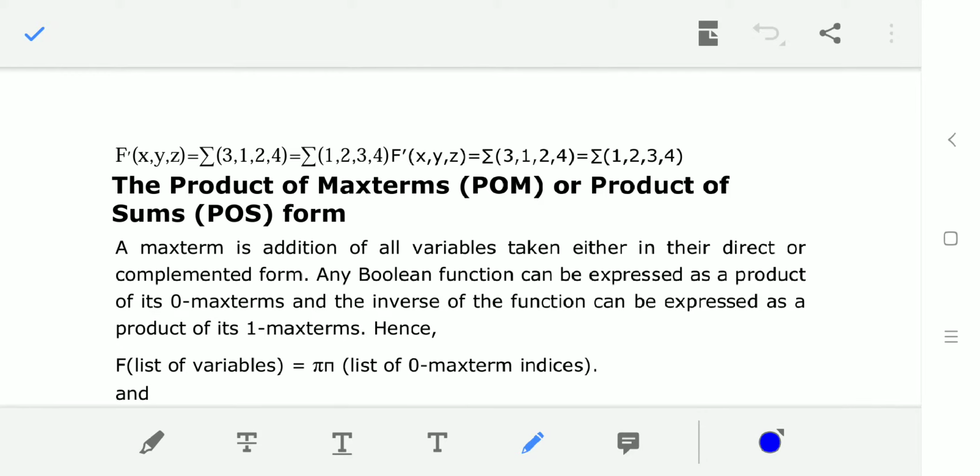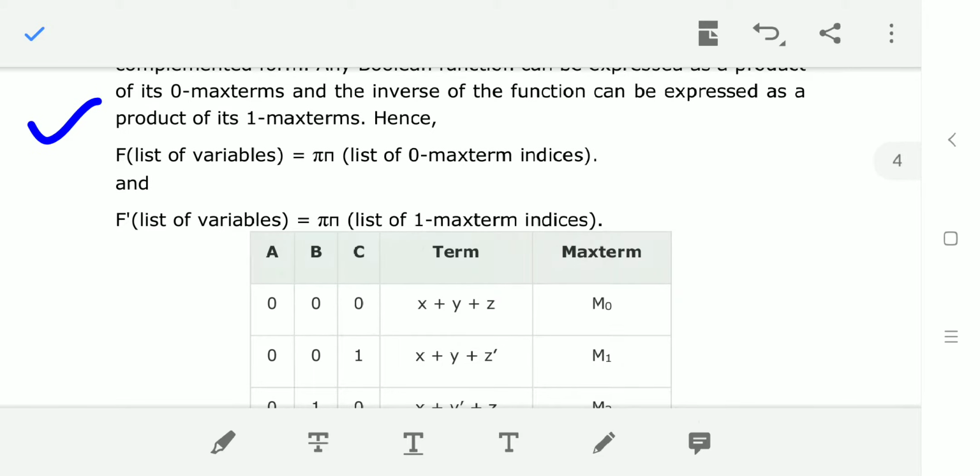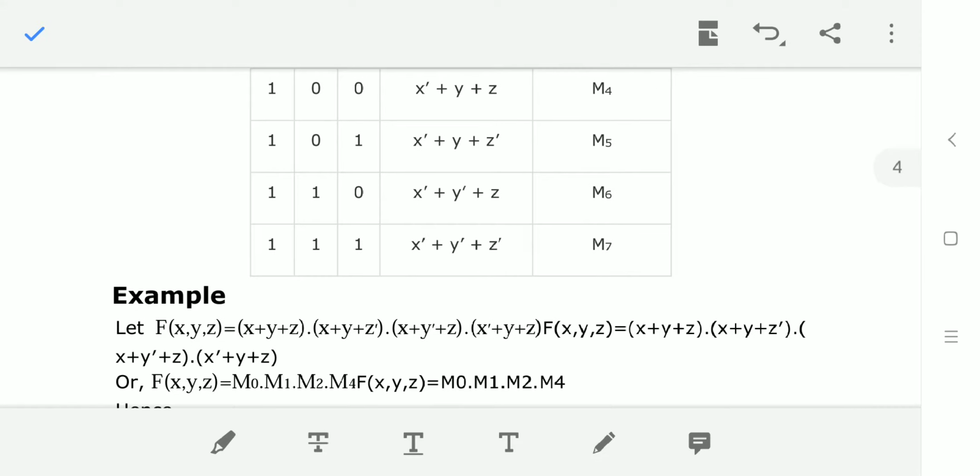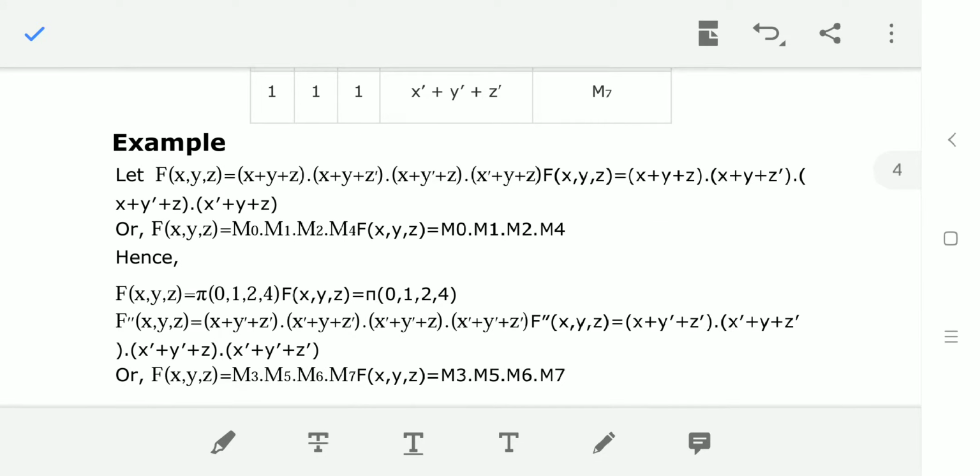The product of maxterms, POM, or product of sums, POS form. A maxterm is the addition of all variables taken either in their direct or complemented form. Any Boolean function can be expressed as a product of its zero maxterms, and the inverse of the function can be expressed as a product of its one maxterms. Hence, f of the list of variables in this way. Example.